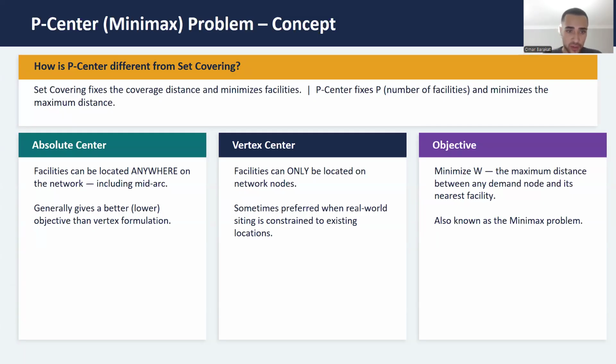Think of it as an equity objective. We want to ensure that no customer is too far away, regardless of how many customers are near. Two variants exist. In the absolute center problem, facilities can be placed anywhere on the network, including on the arc in between nodes. In the vertex center problem, facilities can only be placed at nodes. The absolute center always gives us an equal or better objective than the vertex center, but the vertex center is easier to implement in practice.